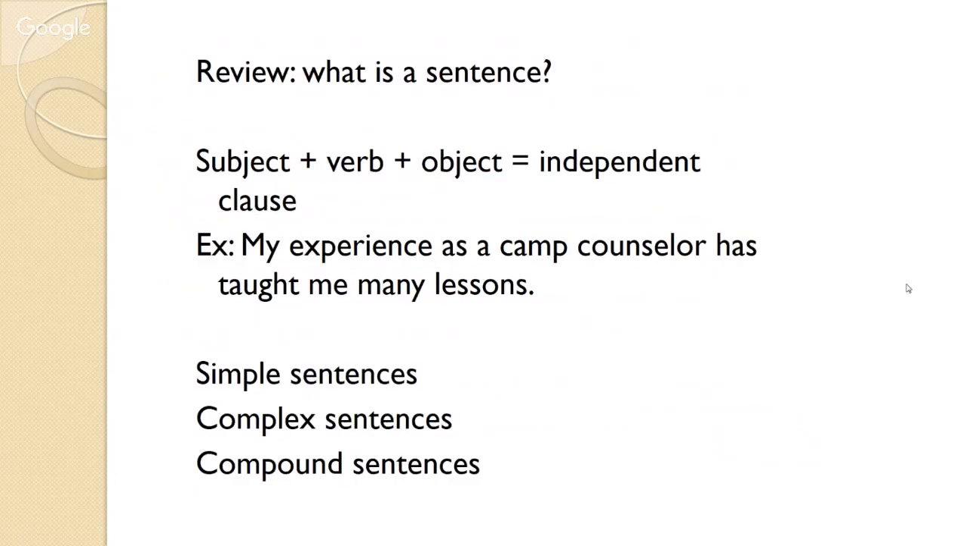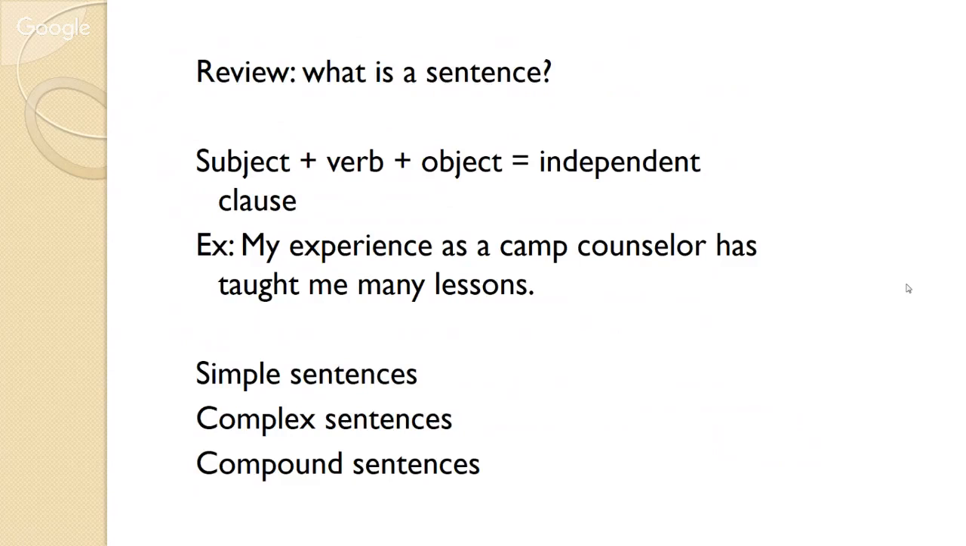Okay, so a quick review. What is a sentence? A sentence has three parts: the subject, the verb, and the object, or the actor, the action, and that which receives the action. Now, if a sentence has those three parts, we call that an independent clause or a simple sentence.